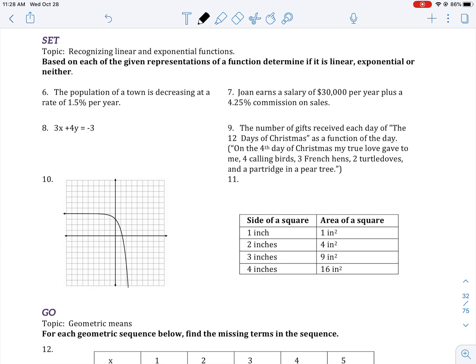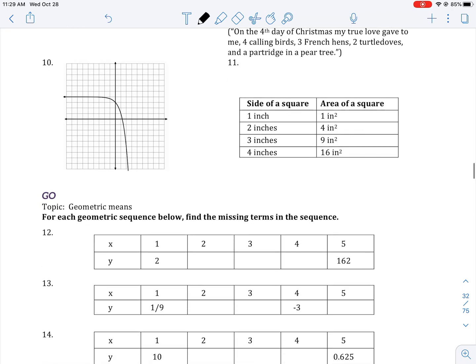Now for the set, recognizing linear and exponential functions. Based on each of the given representations of a function, determine if it's linear, exponential, or neither. So the human population of a town is decreasing at a rate of 1.5% per year. I would say because there's a percent, this is exponential. And that's all you got to do. So you're either saying it's linear, exponential, or neither. Please do those for 7 through 11.